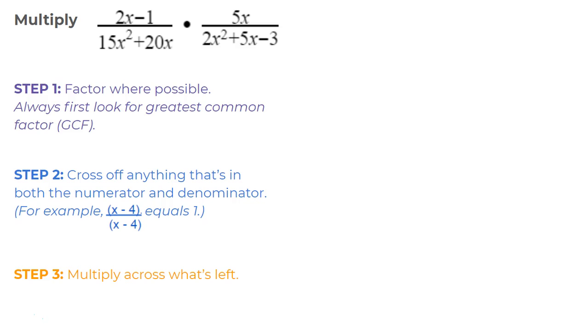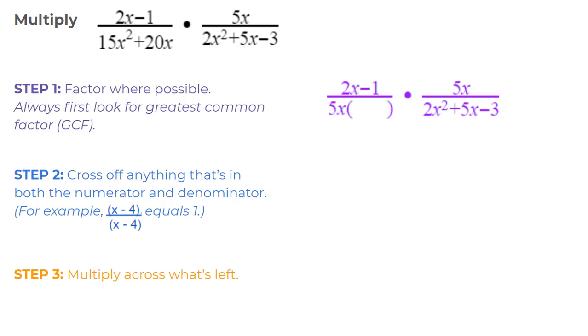So if I look at the first fraction, the top doesn't look like there's a greatest common factor, but the bottom, the denominator, I notice the 15 and the 20, I know I can divide them both by 5, and each of the terms has an x. So the greatest common factor is 5x.